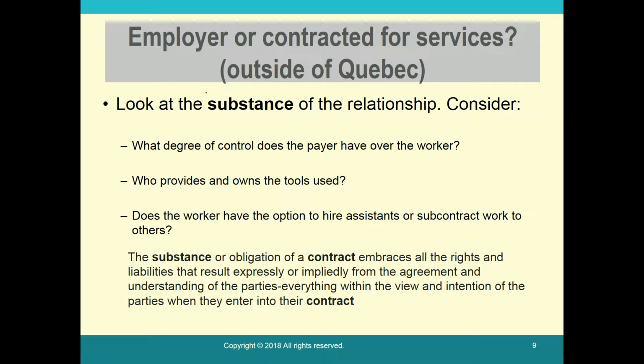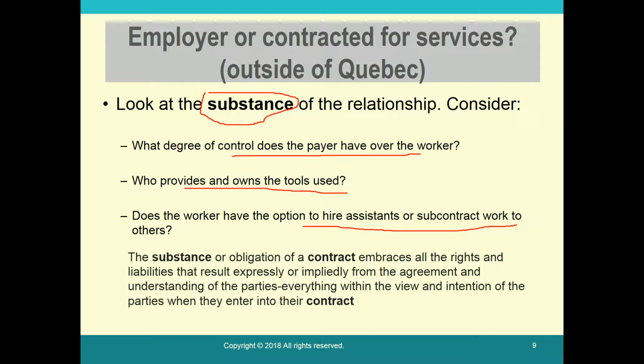Now, there is one term which is called the substance of the relationship. So, what degree of control does the payer have over the workers? When we determine whether this person is an employee or self-employed, who provides and owns the tools? That is very important. Does the worker have an option to hire assistants or subcontract work? All those things will tell us whether this person is an employee or self-employed.